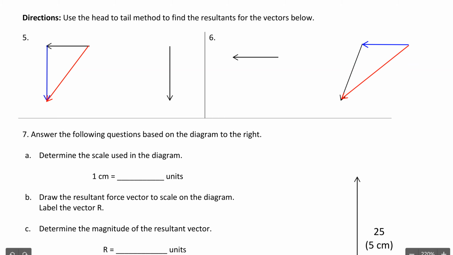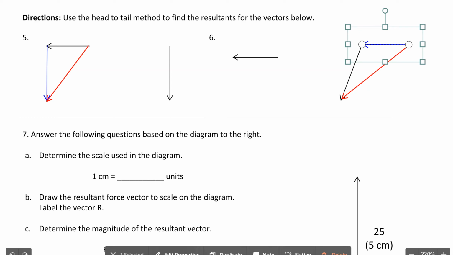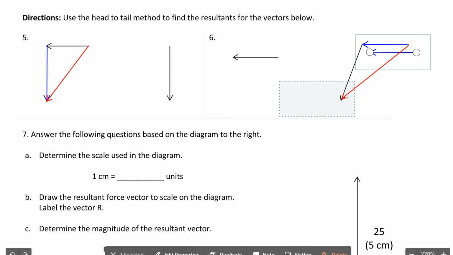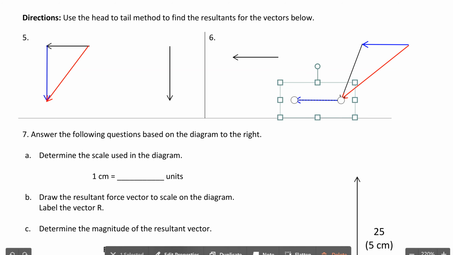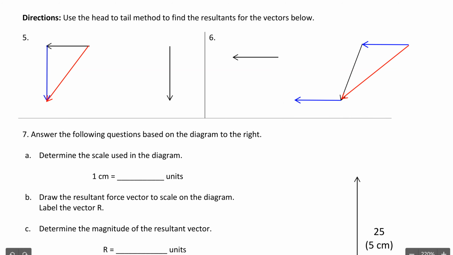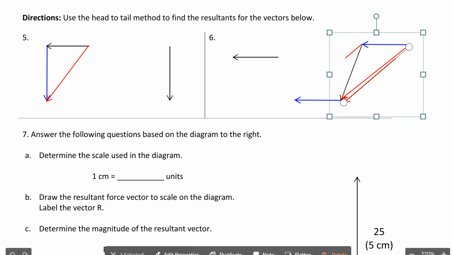And I could copy this one just to show you. Duplicate, boom. This is called Drawboard PDF if you ever want to draw on PDFs, just so you know. I'm doing double work just to show you that the vectors, now we're doing start to finish. Again, you don't have to do this. I'm just showing that either way you do it, you get the same resultant, okay? As long as you're very precise about it, okay?